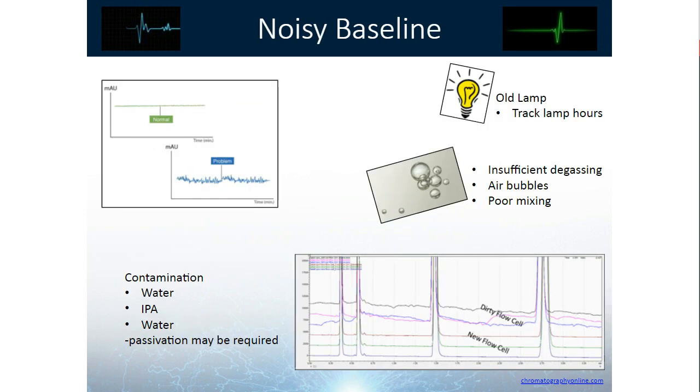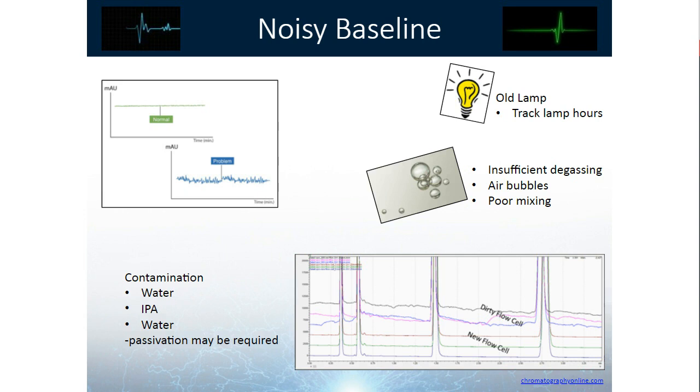Next would be a noisy baseline. So an old lamp is usually the culprit here. You want to make sure that you're tracking your lamp hours. Now, I've seen lamps last anywhere from 1,000 hours to 4,000 hours. So even though the lifetime might say 2,000 hours, it's really hard to tell exactly when your lamp is going to go bad. So I like keeping track of them, just to record how new or how old the lamp is. It could give you a quicker idea if the lamp is the issue.